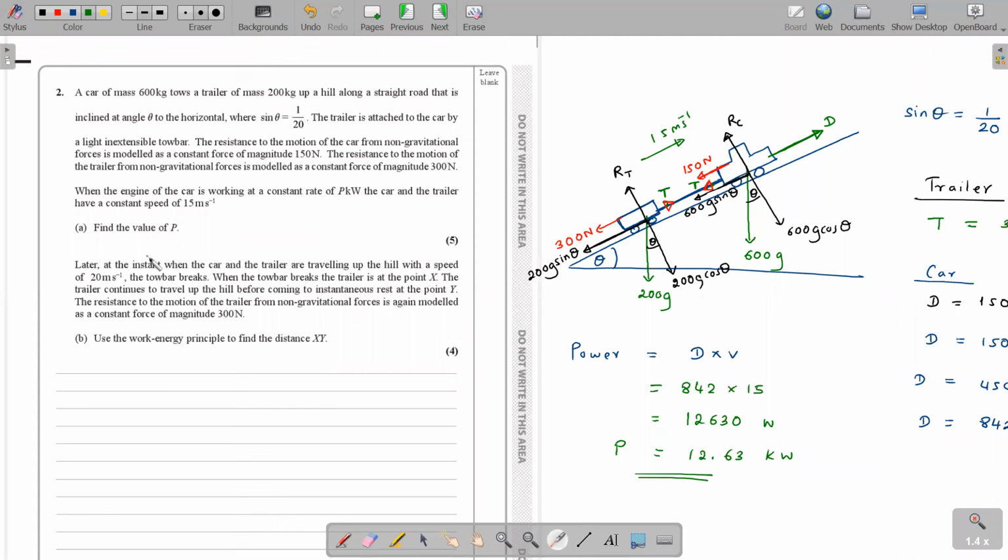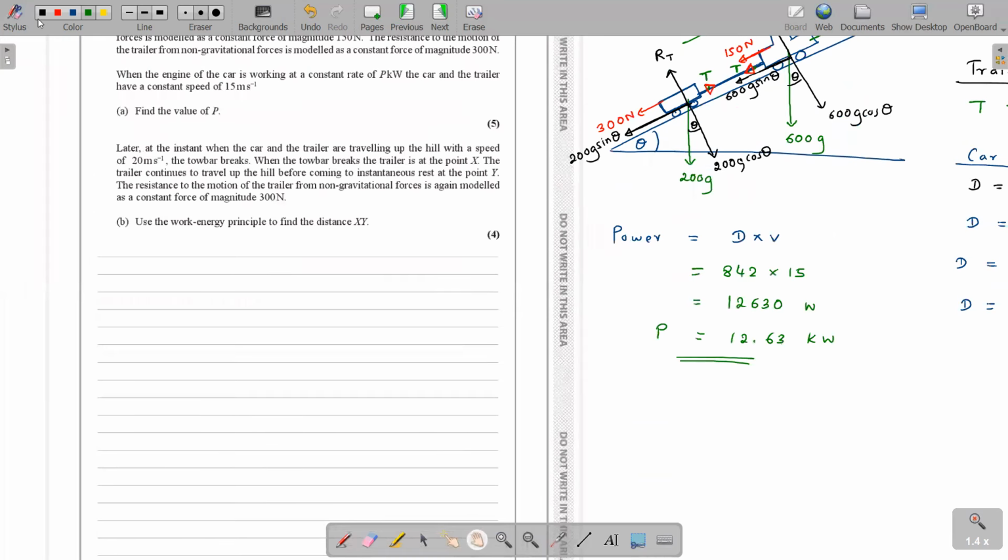Okay, so the next part. Later, at the instant when the car and the trailer are traveling up the hill with a speed of 20 meters per second, the tow bar breaks. When the tow bar breaks, the trailer is at the point X. The trailer continues to travel up the hill before coming to instantaneous rest at the point Y. The resistance to the motion of the trailer from non-gravitational force is again modeled as a constant force of magnitude 300 newtons. Use the work energy principle to find the distance XY.